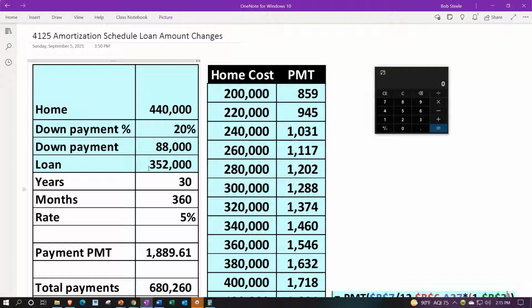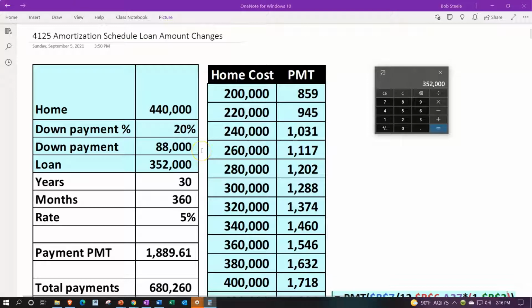Here, we're going to assume the home purchasing process, $440,000, calculate the down payment with a standard fixed 20%, so 440 times 0.2, or 20%, would give us the $88,000. Then if we take our 440 minus the $88,000, that would give us our loan amount of $352,000 in our starting point.